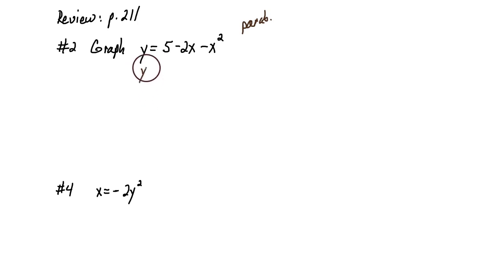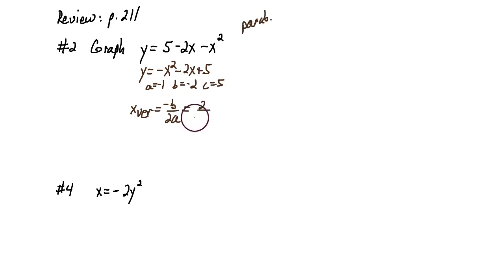Let's rewrite this so the terms are in the correct order. And because this is in standard form, a is -1, b is -2, and c is 5. Now use the formula that gets x vertex. It's -b divided by 2a. So that's 2 over -2, which makes -1. Then substitute that to get y vertex. 5 plus 2 makes 7, and 7 take away 1 makes 6.